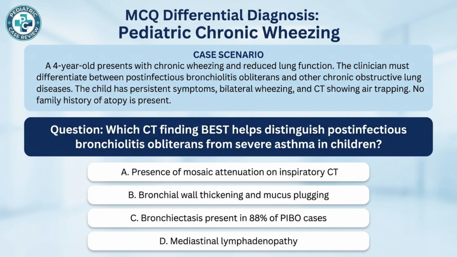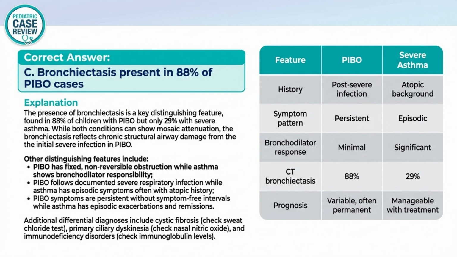A 4-year-old presents with chronic wheezing. The clinician must differentiate between post-infectious bronchiolitis obliterans and severe asthma. Which computed tomography finding best helps distinguish between the two? Option 1. Presence of mosaic attenuation on inspiratory scans. Option 2. Bronchial wall thickening and mucus plugging. Option 3. Bronchiectasis present in 88% of cases. Option 4. Mediastinal lymphadenopathy. The correct answer is option 3.